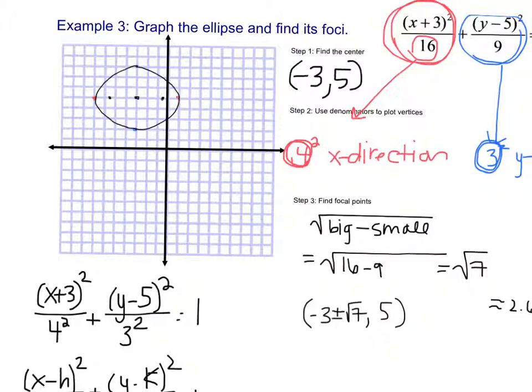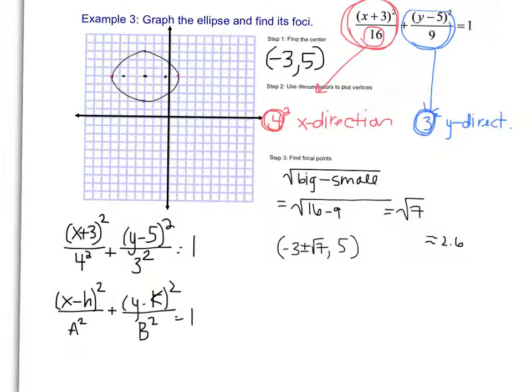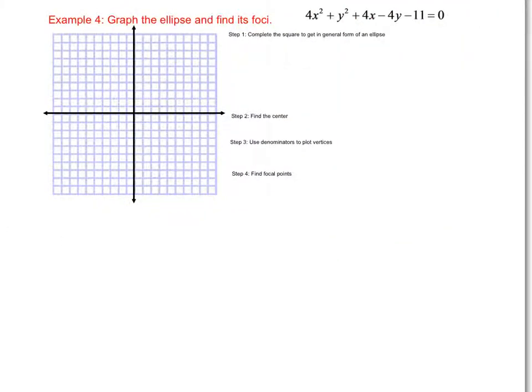And now we have everything we need. We have our ellipse graphed with its foci. Let me zoom out a little bit so you can see everything at once. There we go. All right, let's try another.